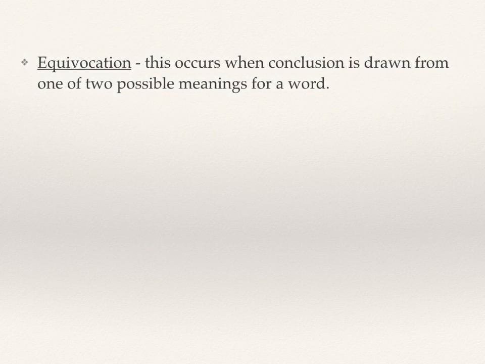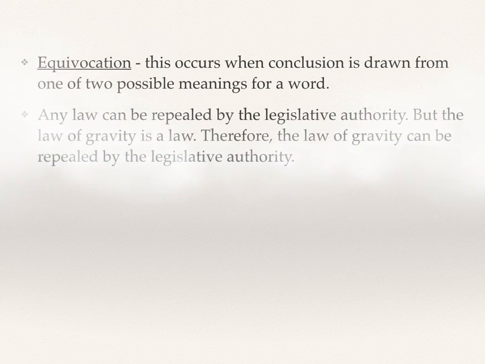Equivocation. This is a fallacy that occurs when a conclusion is drawn from one of two possible meanings for a word. So for example, any law can be repealed by the legislative authority, but the law of gravity is a law. Therefore, the law of gravity can be repealed by the legislative authority. Now, clearly, the laws that the legislatures create are different from laws of nature. So there's two different meanings of the word law, and they're applying them both in the same way, which is wrong.